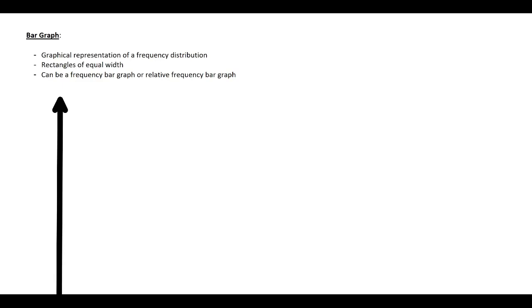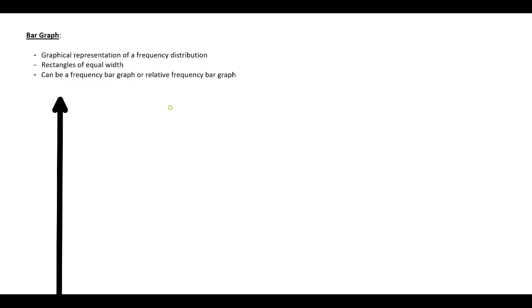In this video, we're going to discuss bar graphs. Bar graphs are just a graphical representation of frequency distributions for categorical data or qualitative data, rectangles of equal width, and they can be frequency bar graphs or relative frequency bar graphs. In other words, we can use either the frequency or the relative frequency depending upon what we're being asked for or what we are looking at.